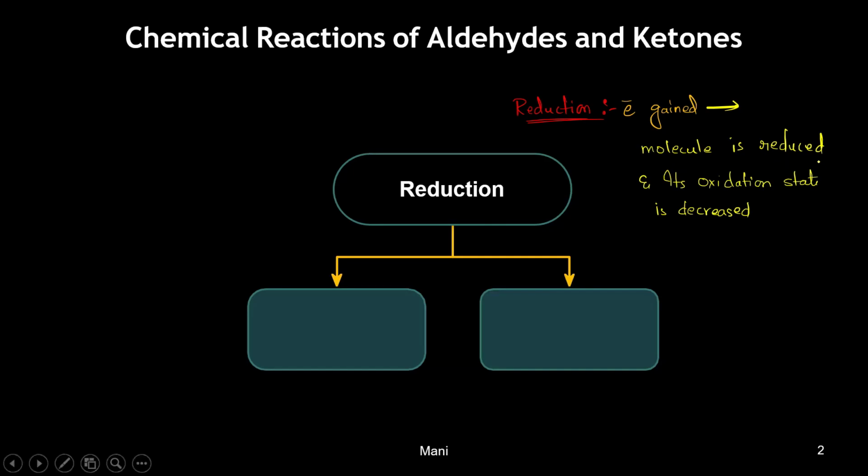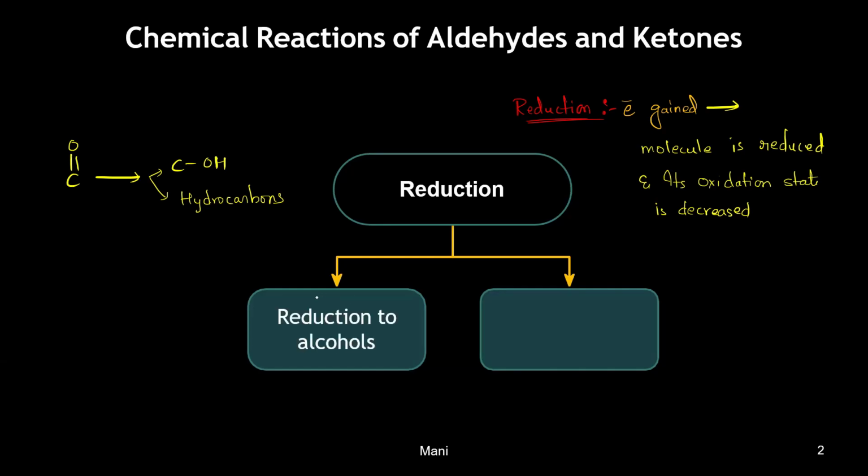Okay, if we see the aldehydes and ketones, they have this carbonyl group, C double bond O. Either an aldehyde or a ketone has C double bond O. Now when you do the reduction, it will convert into an alcohol or into an alkane, a hydrocarbon. Is that clear? Whatever aldehyde or ketone is there, it will undergo the reduction process, and the carbonyl group converts into alcohols or hydrocarbons.